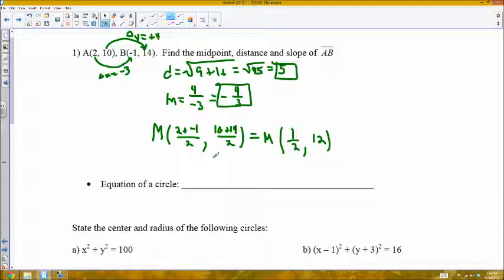So there's that midpoint. A circle, equation of a circle, is basically standard form (x minus h) squared plus (y minus k) squared is equal to r squared, where the center of the circle is (h, k) and the radius is r.